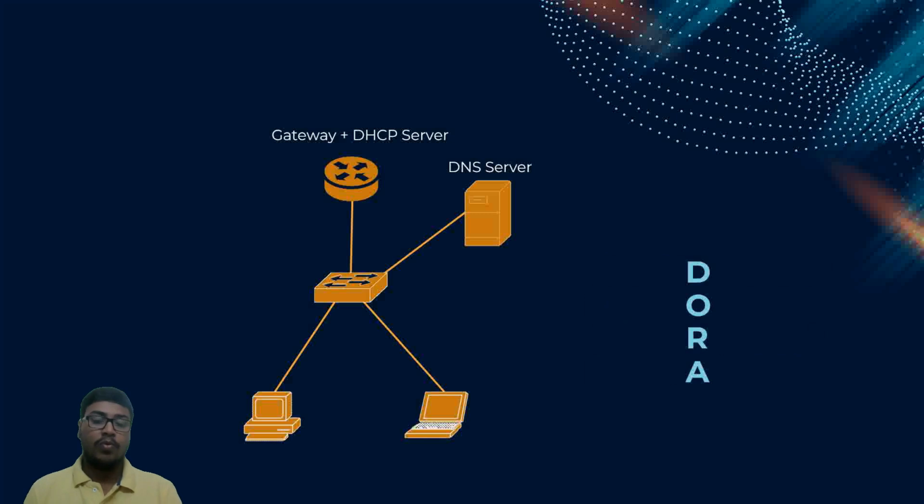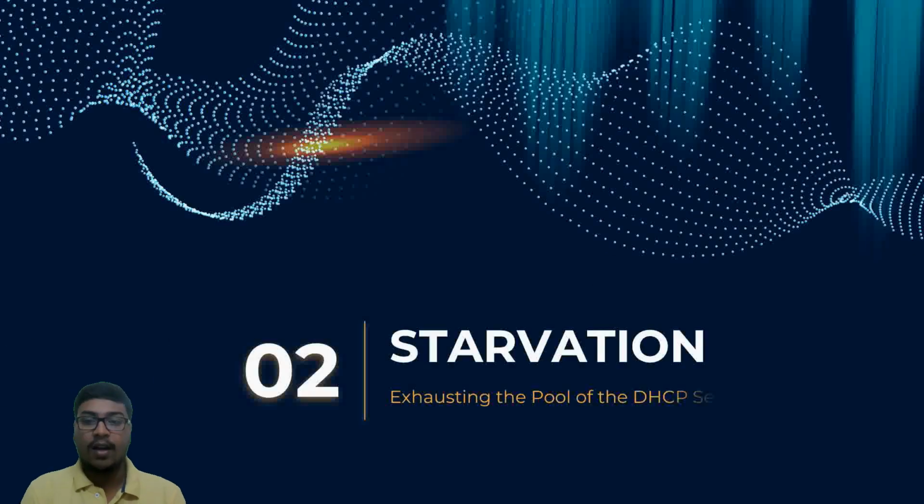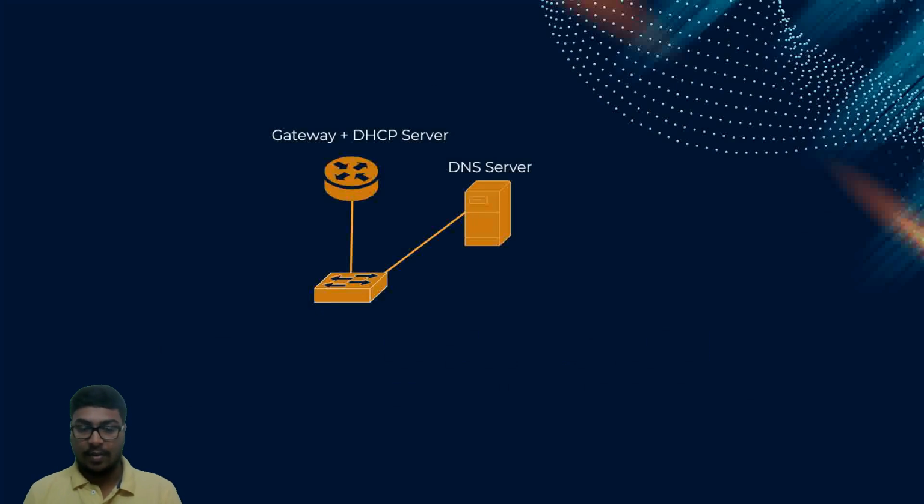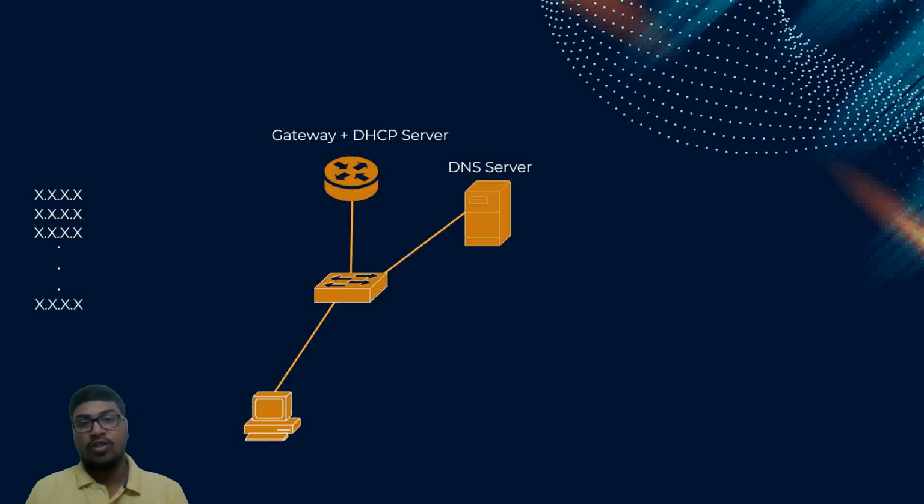And with that, let's move to the second section, which is DHCP starvation. So in starvation, again for the sake of simplicity, let's start with the basic network layout of ours, wherein we have our gateway DHCP server configured on the router and a DNS server sitting in the network. Whenever a new client connects to this network, it will initiate a request for an IP to the DHCP server. Now the point is that the server has a limited pool of IP addresses, so it cannot just go on allocating all IP addresses and everything.